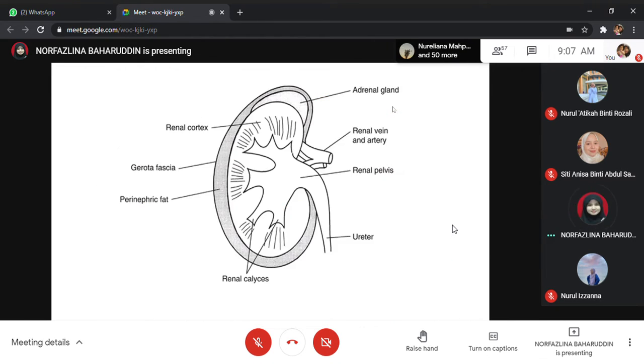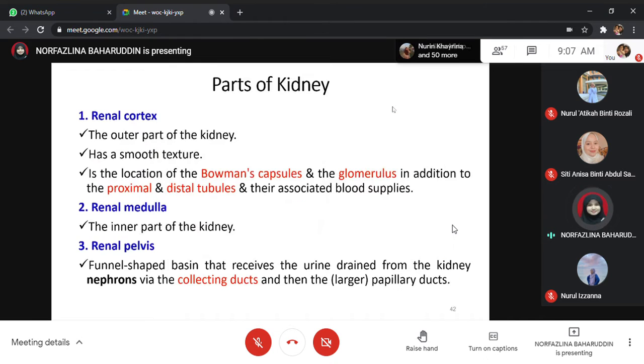Okay, so yang ni main structure lah. So kalau you tengok dekat sini, ni semua explanation dia lah. Renal cortex, the outer part of kidney has a smooth texture. Location is the location of the Bowman's capsule and the glomerulus. Ni sangat penting lah. Ni maksudnya glomerulus and Bowman's capsule is located at renal cortex region. And ada lagi bahagian-bahagian lain. We have proximal and distal tubule.